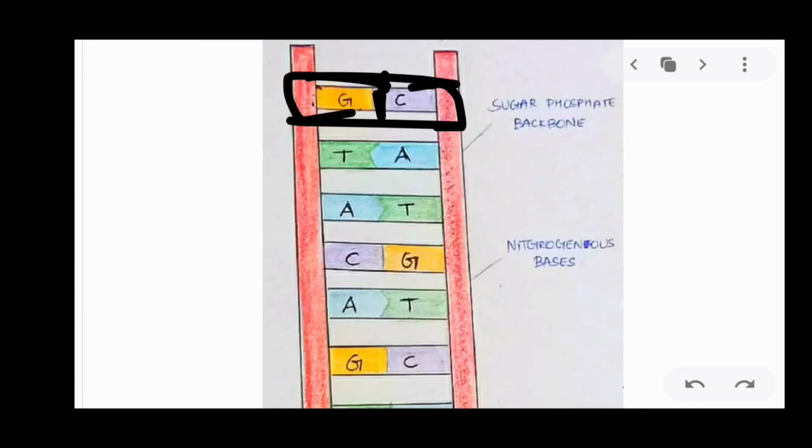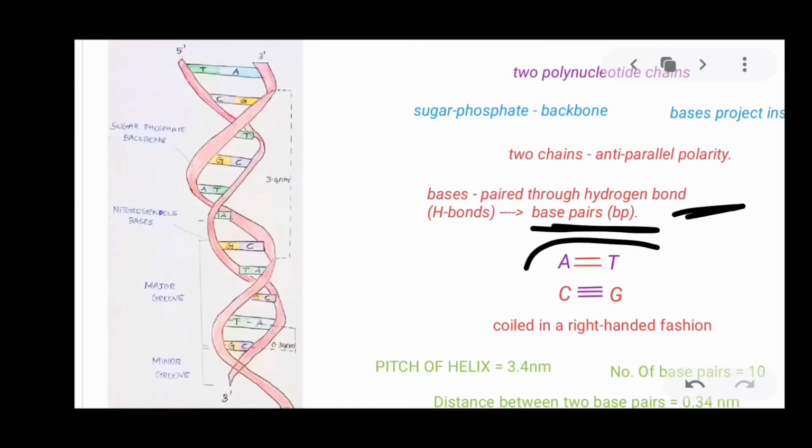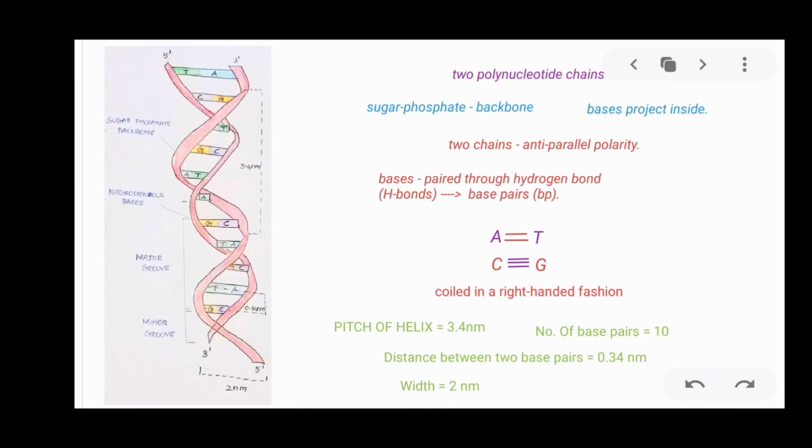In a similar way, when adenine and thymine are bonded by 2 hydrogen bonds, they are called base pairs. The simple meaning is this only. So here it is shown that A and T, adenine and thymine, are bonded by 2 hydrogen bonds, and cytosine and guanine are bonded by 3 hydrogen bonds. The next point is that they are coiled in a right-handed fashion. What does right-handed fashion mean? It means the coiling is always done towards the right hand side. The starting of the coiling is always on the right hand side only.